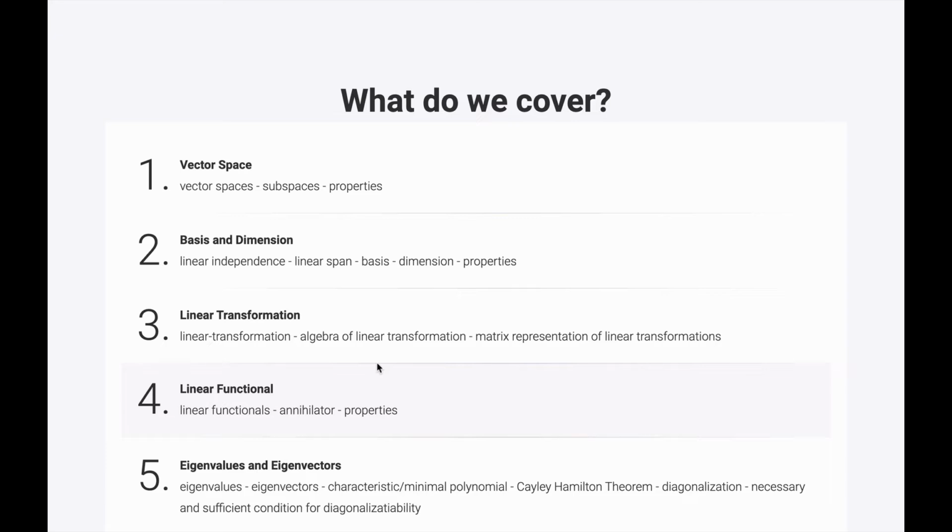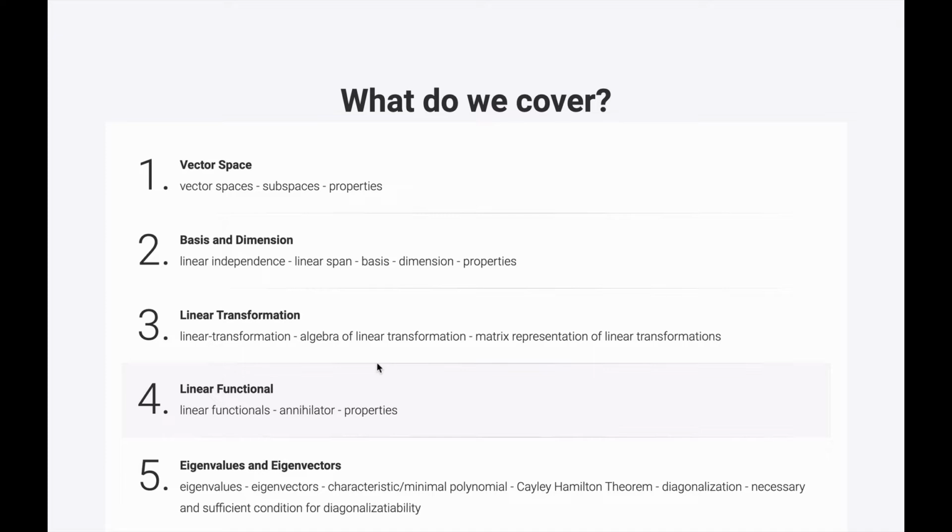So, what are we going to cover in this course? I have split this course into 10 modules. Module number one is vector space. In this, we will cover what a vector space is and basically what a vector is, followed by subspaces and their properties. And then module number two, we'll discuss basis and dimension.